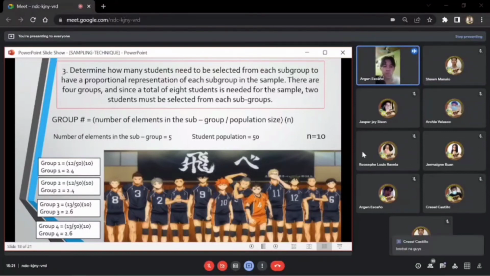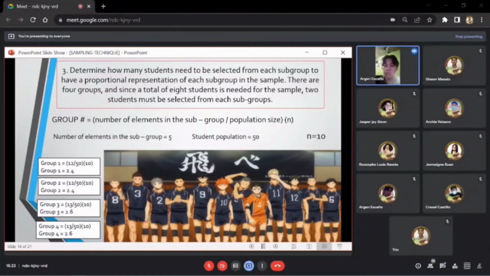Group 1 is equal to 12 over 50 times 10, which is 2.4. Group 2 is equal to 12 over 50 times 10, which is 2.4. Group 3 is equal to 13 over 50 times 10, which is 2.6. Group 4 is equal to 13 over 50 times 10, which is 2.6.